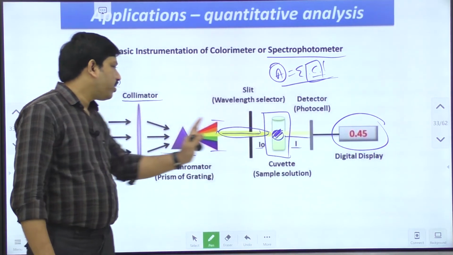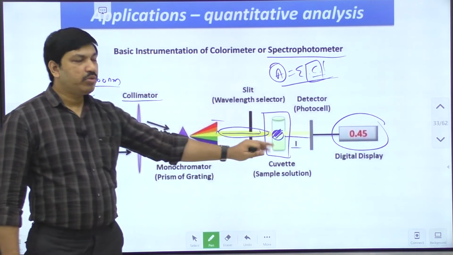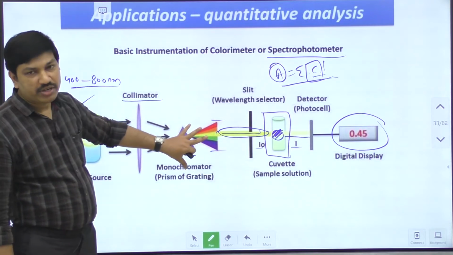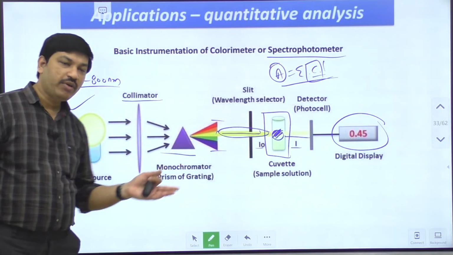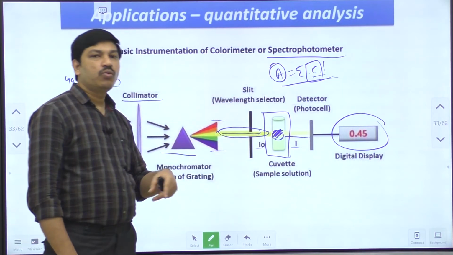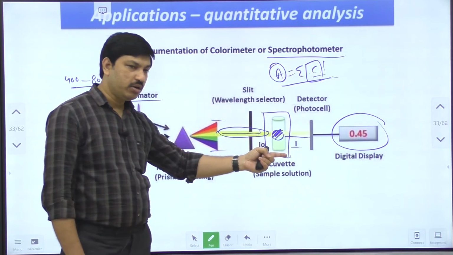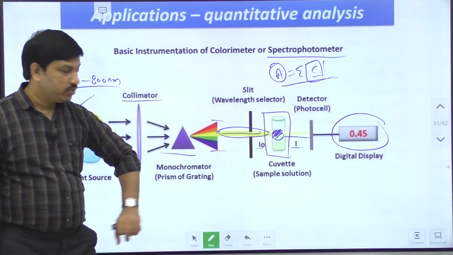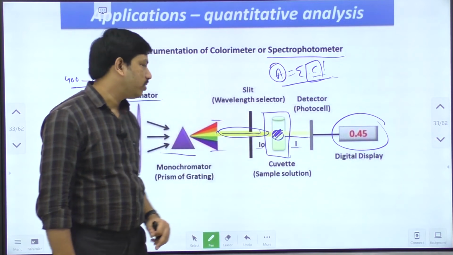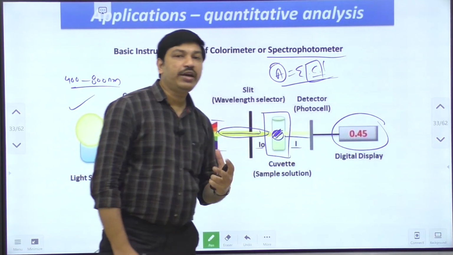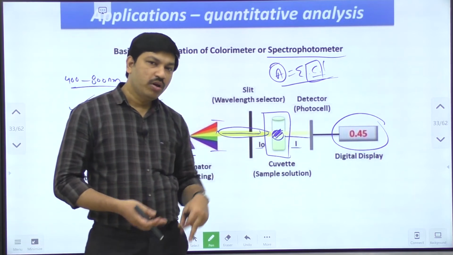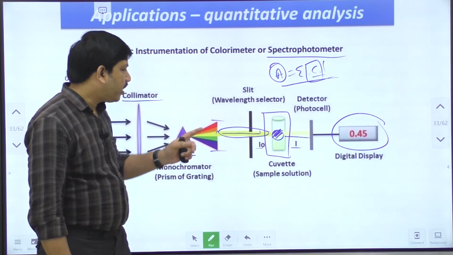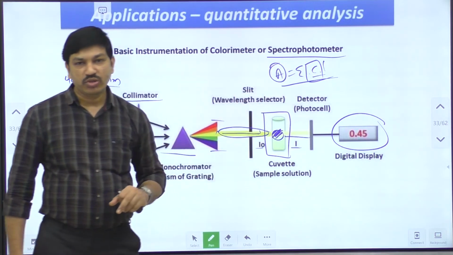Now these are the different parts available in the colorimeter. What is the first thing? We have a light source. After that the light enters the monochromator, where it is converted into different wavelengths, and the slit allows one type of radiation toward the unknown sample. Initially we have 100% intensity, but once the compound absorbs some of the radiation, the remaining radiation comes outside. The detector detects how much energy is absorbed and how much is transmitted. It does some calculation, and finally it shows the corresponding absorption values only.